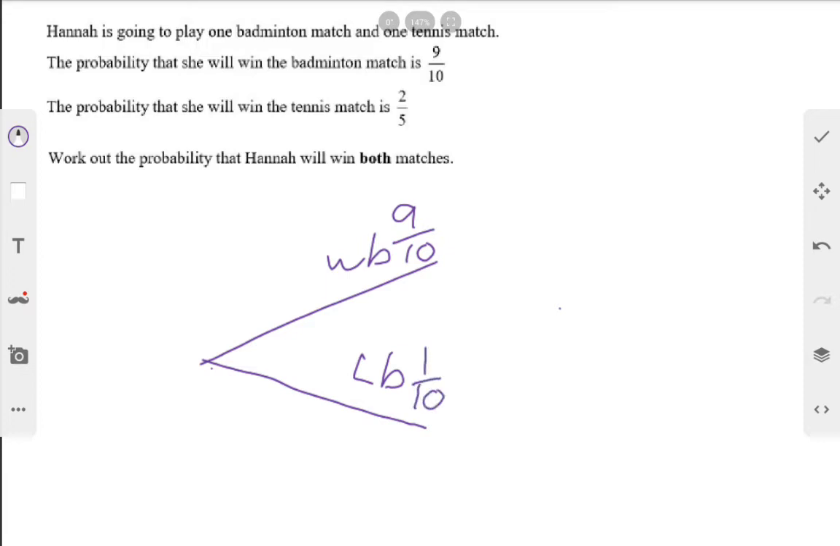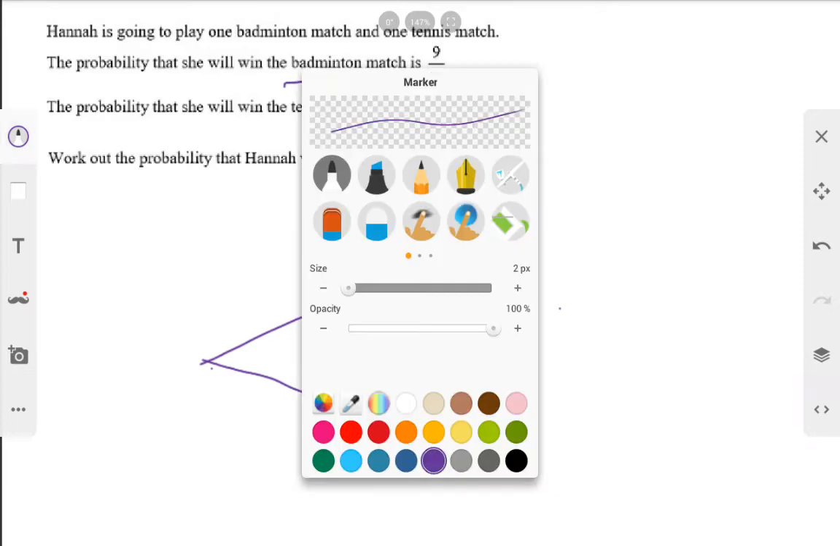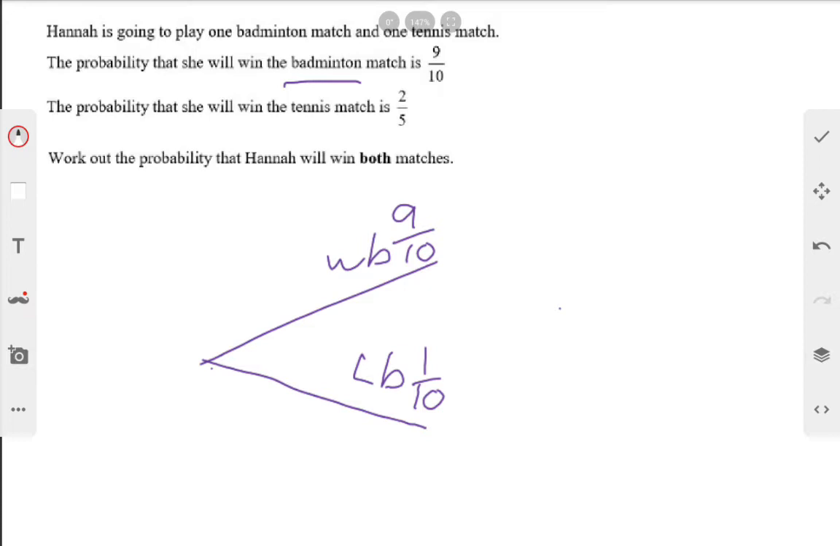So this is our first event. So badminton will be blue. Change colour for tennis. So tennis can happen either after she's won badminton or after she's lost badminton. So if she wins badminton, there is no effect on what happens in the tennis match. We call this independent events. Okay, the badminton match and the tennis match are assumed to be independent.